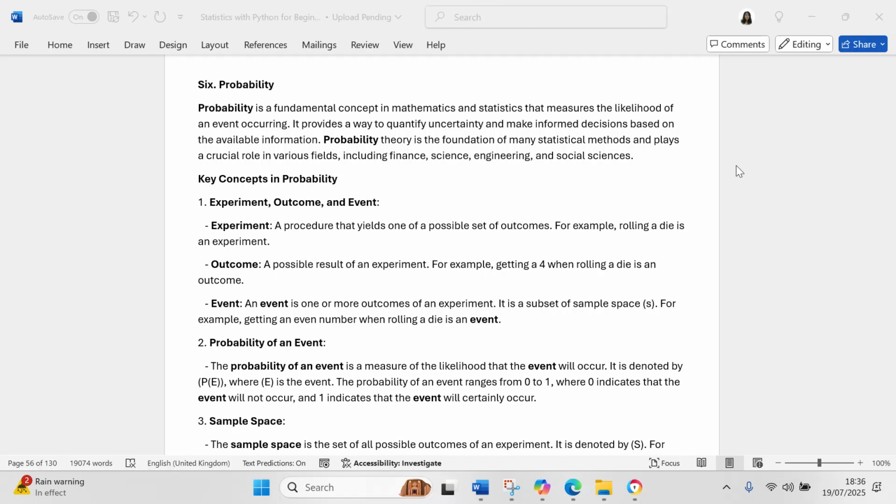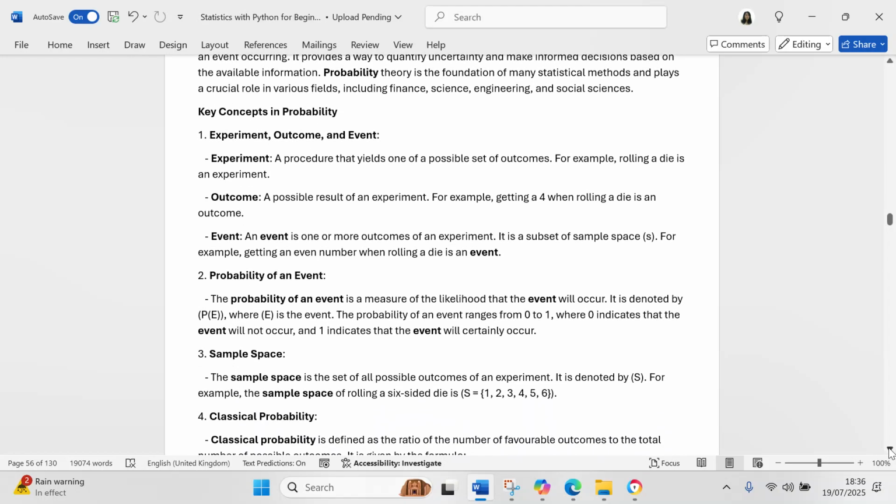So probability is a fundamental concept in mathematics and statistics that measures the likelihood of an event occurring. It provides a way to quantify uncertainty and make informed decisions based upon the available information. Probability theory is the foundation of many statistical methods and plays a crucial role in various fields, including finance, science, engineering, and social sciences.